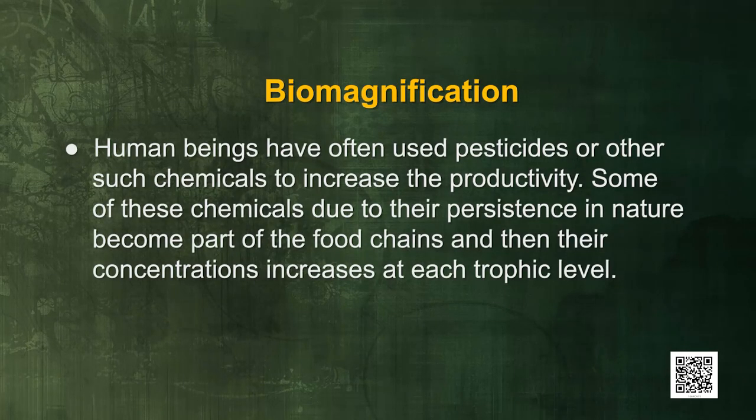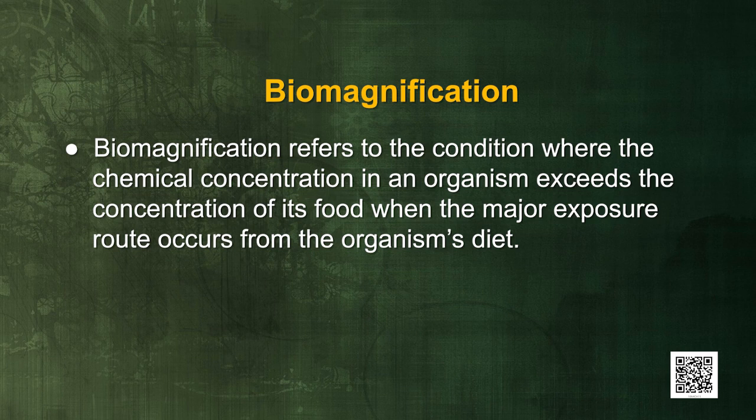So, what is biomagnification? Human beings have often used pesticides or other such compounds or chemicals to increase productivity. Some of these chemicals, due to their persistence in nature, become part of the food chains, and then their concentrations increase at each trophic level. Biomagnification refers to the condition where the chemical concentration in an organism exceeds the concentration of its food when the major exposure route occurs from the organism's diet.